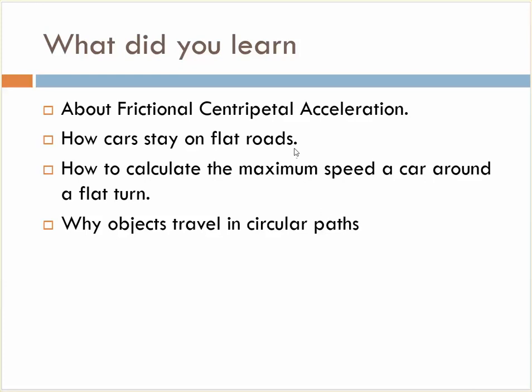Over the last couple of days we've talked about how cars stay on flat roads, and that was by friction. How to calculate the maximum speed a car can go around a flat turn, and we've discussed that in great detail as well. And then in the last several days we've been discussing why objects travel in circular paths, and that is because of one thing, and that is centripetal force.